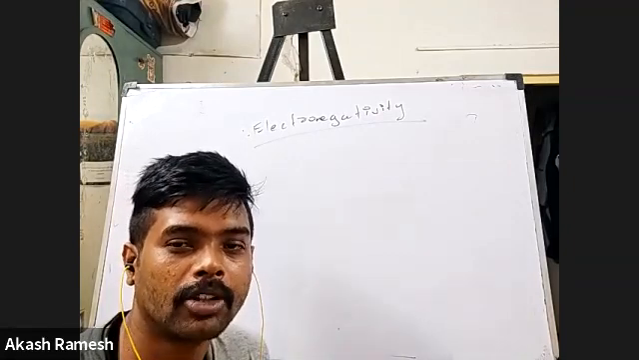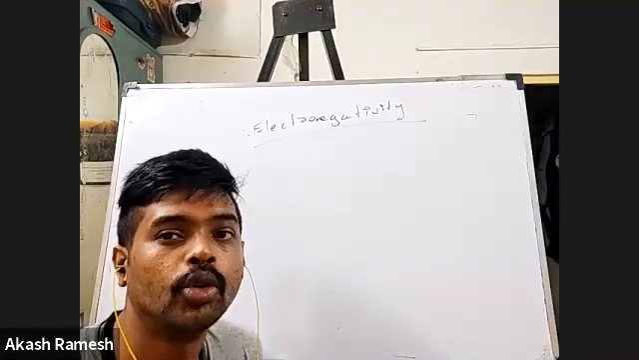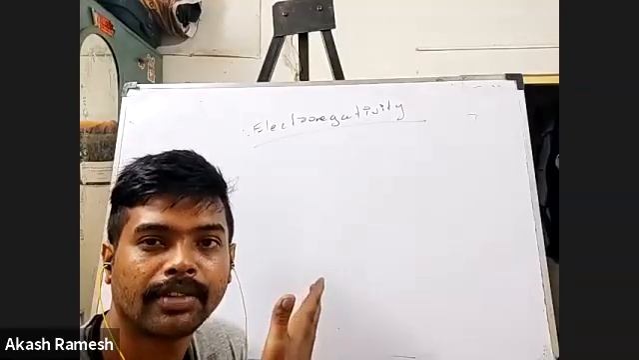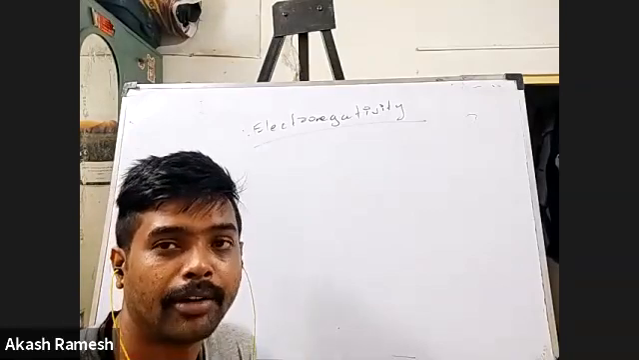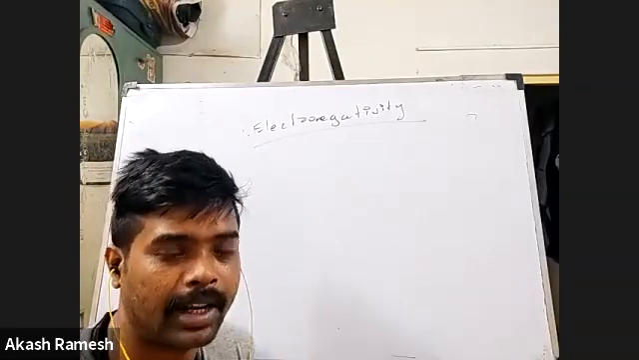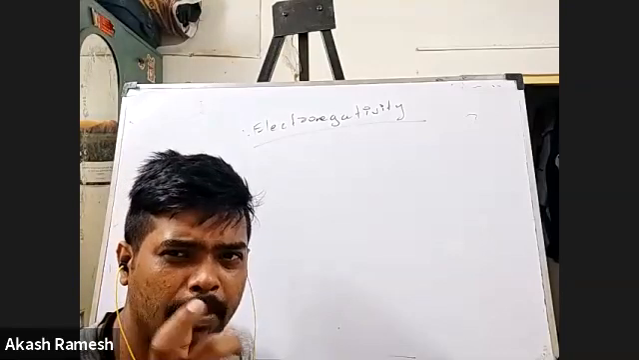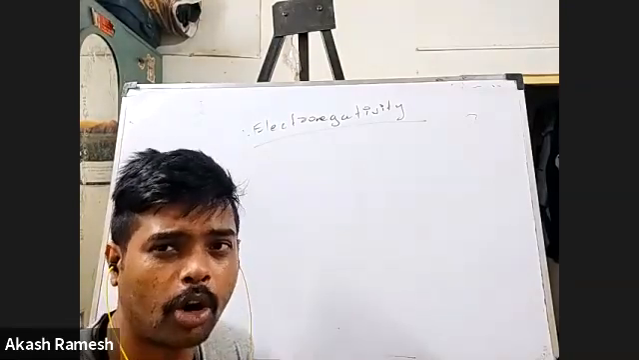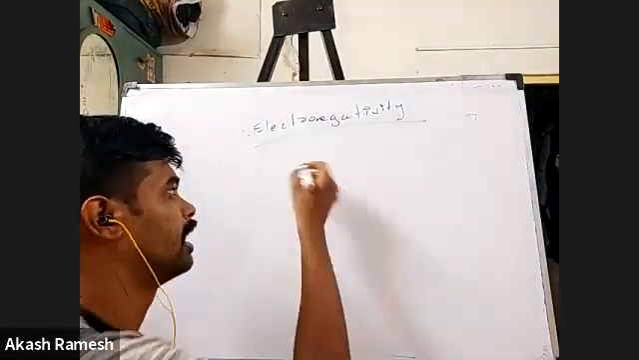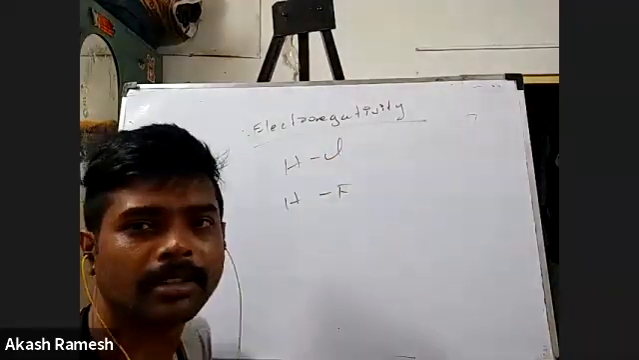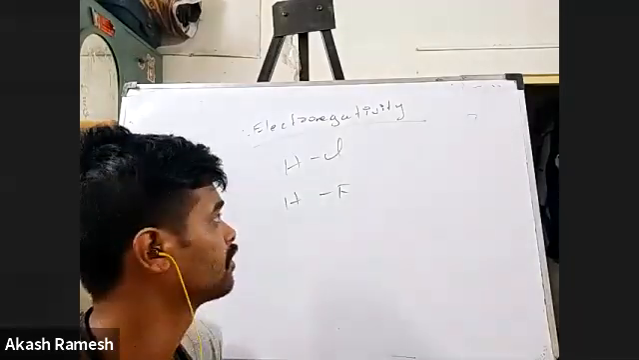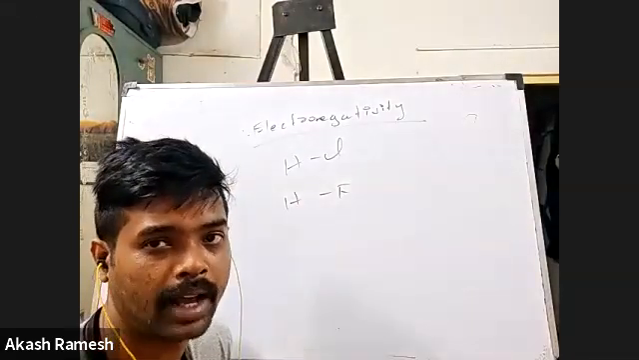Electropositivity is the ability of the element to lose electrons, right? In the case of electronegativity, it is the ability of the element to accept electrons, right? So what do we mean by the shared pair of electrons? It comes in covalent bonds. Say for example, if I have HCl or say HF, something like this. These are compounds of acids, right?